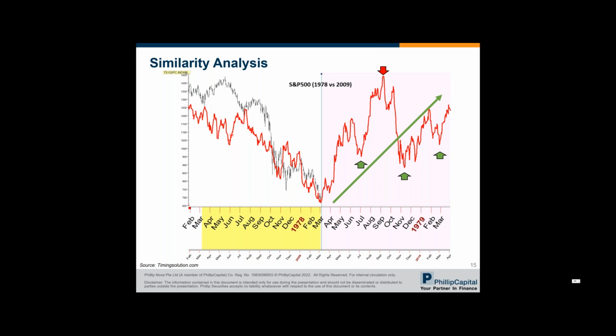The red line here shows the price of the S&P, but in the period from 1977 to 1979, with price movement that coincides with the period leading up to March 2009. We can see that when we place the two periods side by side, they are quite identical.